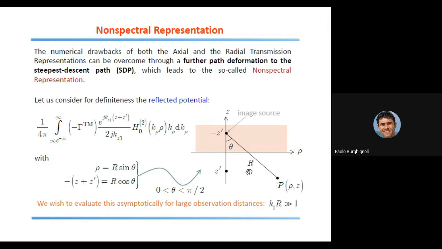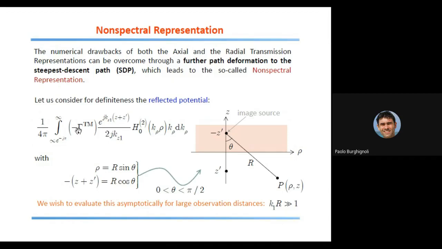In terms of this distance, you can see from this picture that the radial distance rho is equal to R, capital R times sine theta, whereas minus z plus z prime is equal to R times cosine theta, where theta belongs to the interval from 0 to pi over 2.